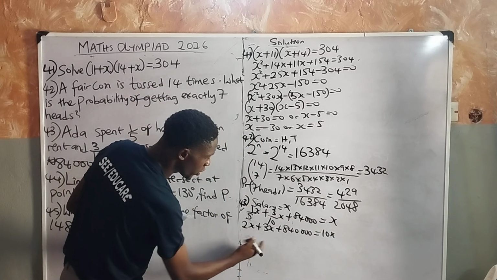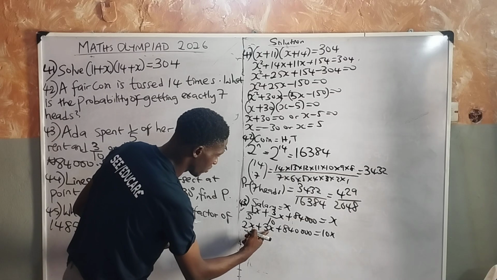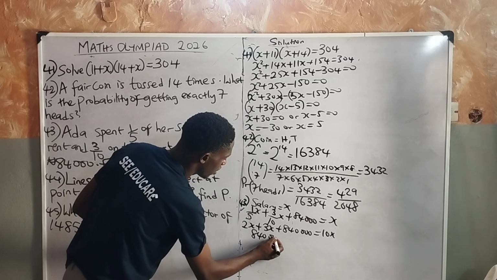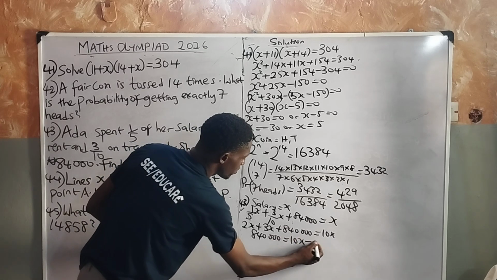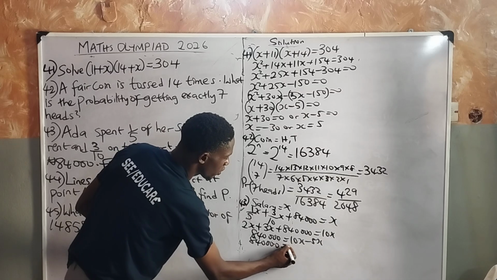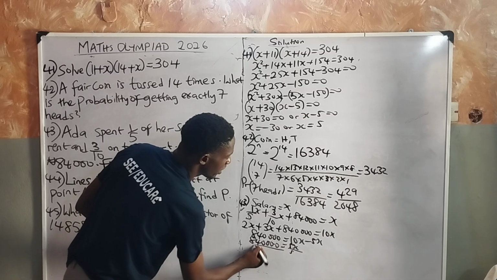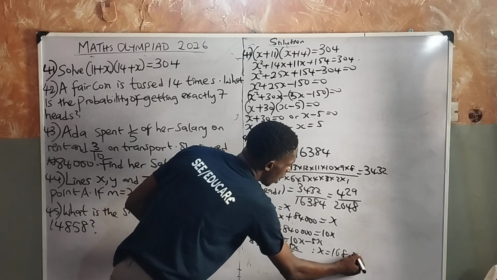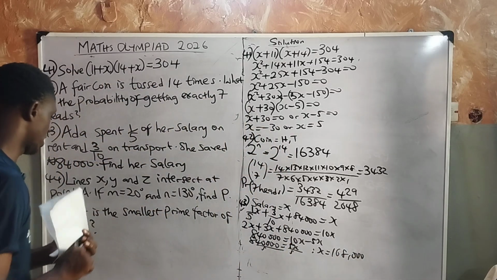So simplifying further, 2x plus 3x is 5x. So let's take this 5x to this side. We have 840,000 is equal to 10x minus 5x. So 840,000 is equal to 5x, which when you divide by 5, therefore our x is 168,000, and that is the final answer there.